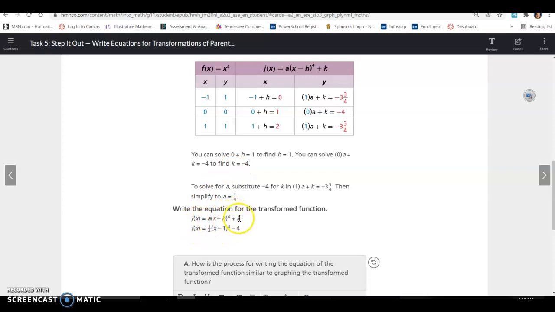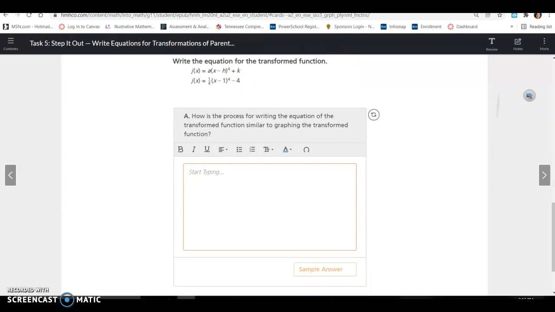So here's J of X, and then they plugged in A is 1/4, and then H is 1, and it's always opposite H, so that's -1, and then my K value is -4.